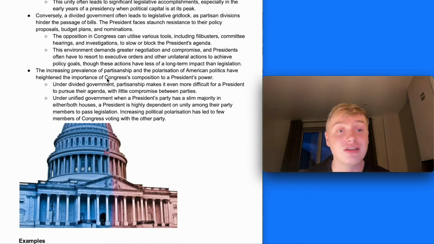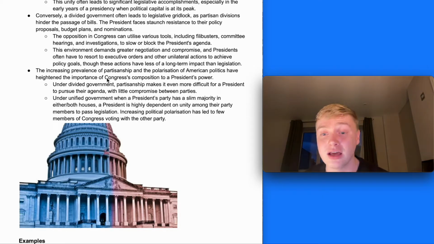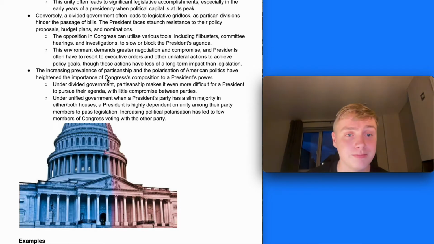And presidents often have to resort to executive orders and unilateral actions to achieve their policy goals, though these actions have a less long-term impact than legislation because they can easily be revoked by the next president.